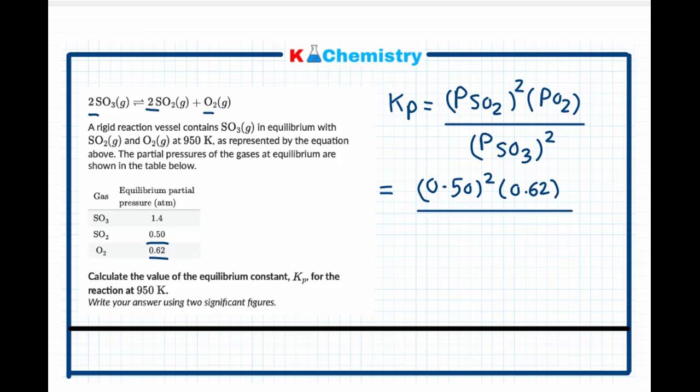So I have here 1.4. We just write 1.4 for sulfur trioxide, and this is raised to the power of 2. Now let me get my calculator and do it. This will be equivalent to 0.079, and we know that it has no unit.